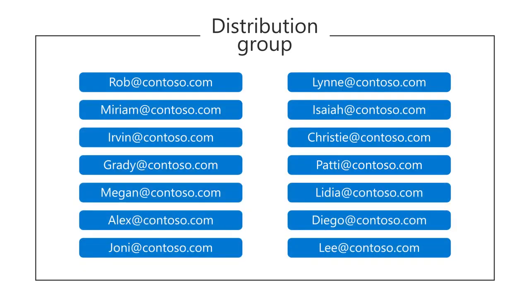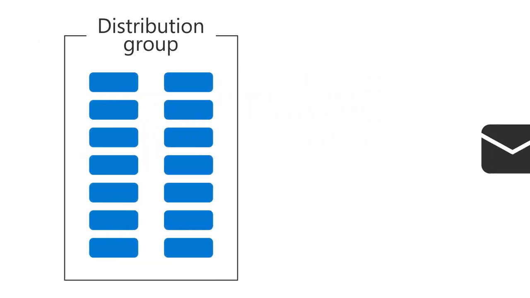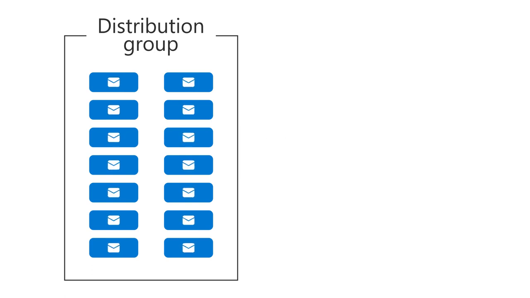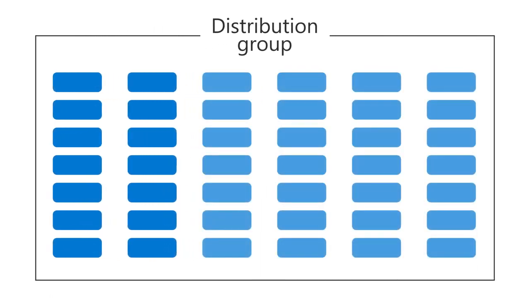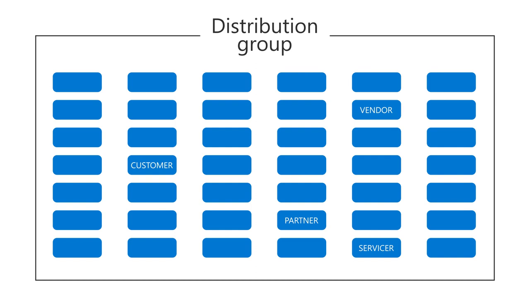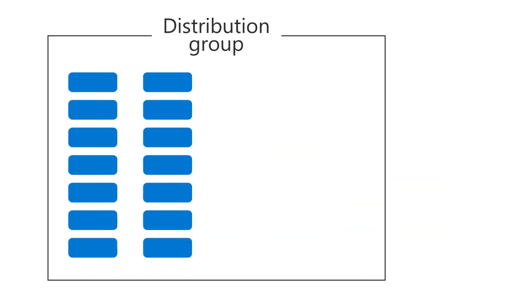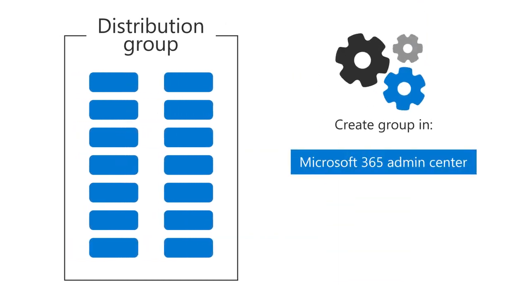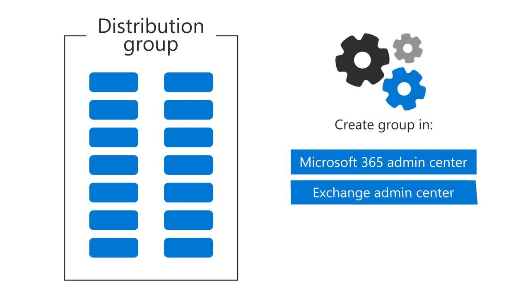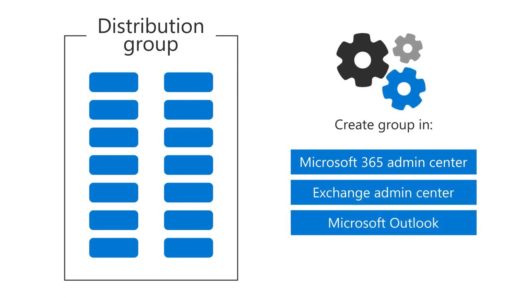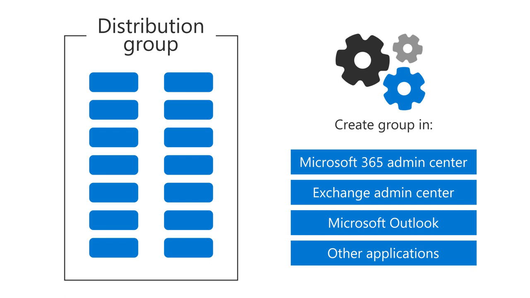A distribution group is a collection of email addresses, and you use this type of group to send emails to multiple people at once, especially a large group of people, whether in your business or outside the business. A distribution group can be created in the Microsoft 365 Admin Center, Exchange Admin Center, Outlook, and other applications.